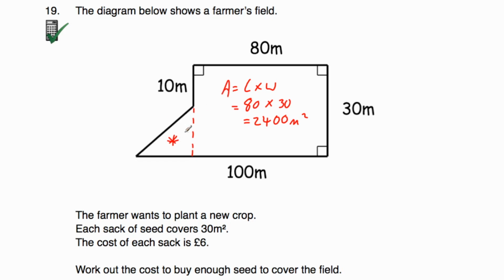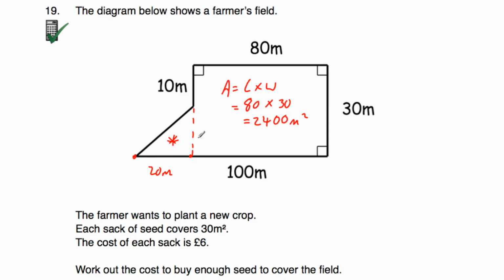To find the area of the triangle, we need to know its base and its height. If we have a look here, we've got the length of the whole base being 100 meters and the length of the top being 80. So if this part's 80 and this whole length is 100, that means this extra bit must be 20 meters. So 20 meters would go from here to here. So that is the base of the triangle.